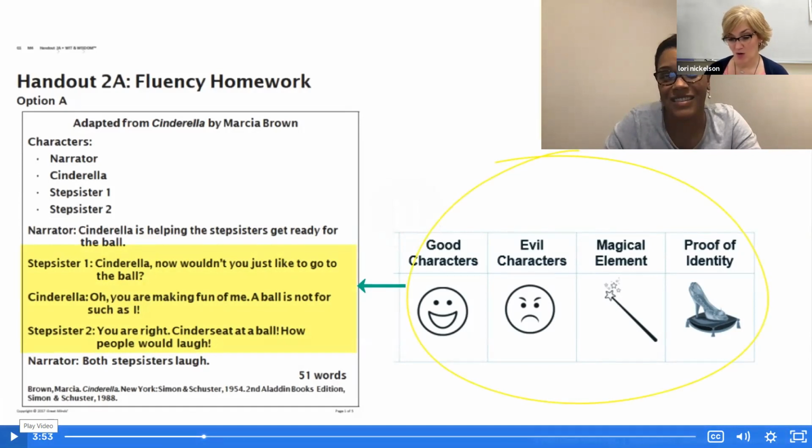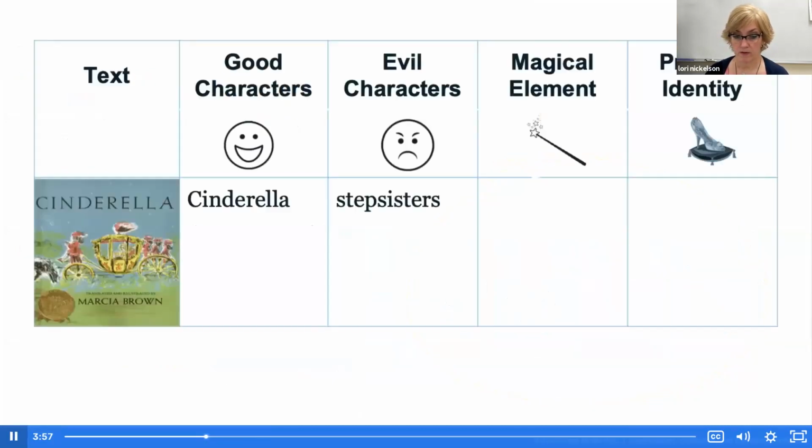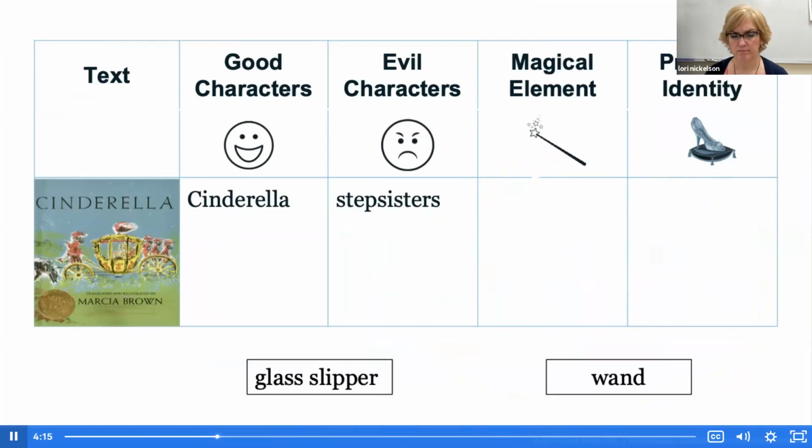Well, I saw a good character being Cinderella, and then I saw an evil character, the stepsisters, both one and two. Did you share? I really wish I could have heard what you said. Here's what I noticed. There are good and evil characters in the lines that I read. So I put Cinderella as a good character on the chart, and I added her stepsisters under the evil characters.